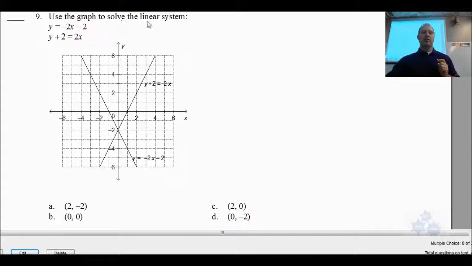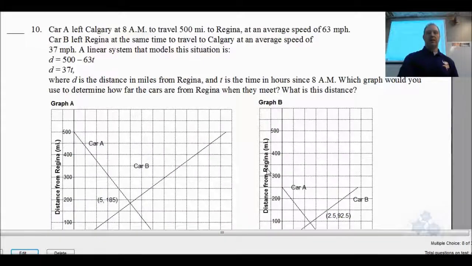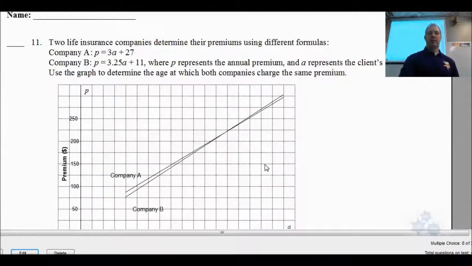Use the graph to solve the linear system. Okay, well, here's the linear system. They give you the graph. This is as easy as it gets, right? The solution to any linear system when we're looking at the graph is the point that is the what? It's the intersection. So all you have to do is look at the intersection point here. That's (0, -2), right? This one is D. Okay? Got it? All right, easy. Easy breezy.